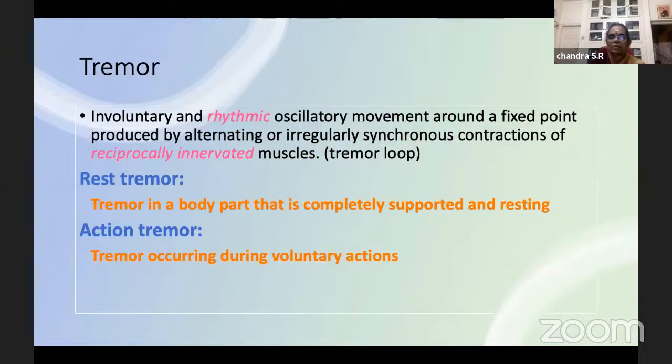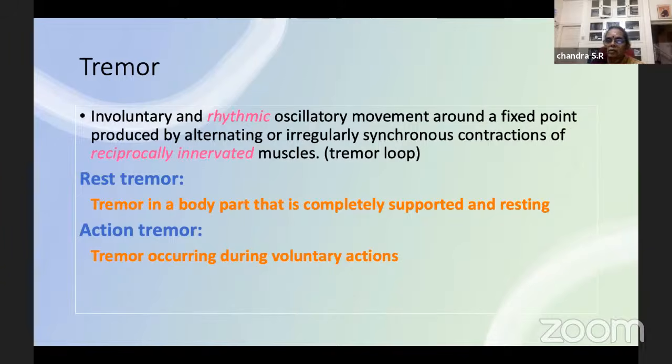This is a hyperkinetic movement. So what is a tremor? Involuntary and rhythmic oscillatory movement around a fixed point produced by alternating or irregularly synchronous contraction of reciprocally innervated muscles. So you have got an agonist, an antagonist, a fixator, and a synergist. If the motor schema is correct, the agonist will be activated, the antagonist will be suppressed, and the synergist and fixator will help. If that is not happening for the desired period of time, after maintaining the posture for a lesser period than needed, the antagonist will be facilitated.